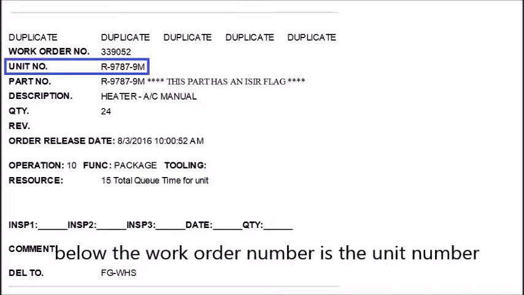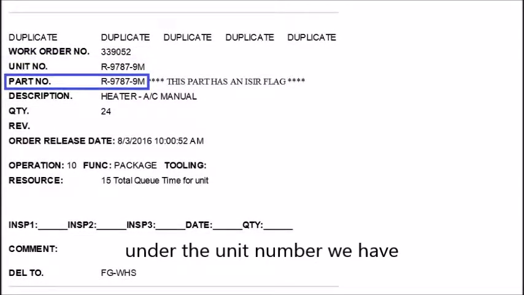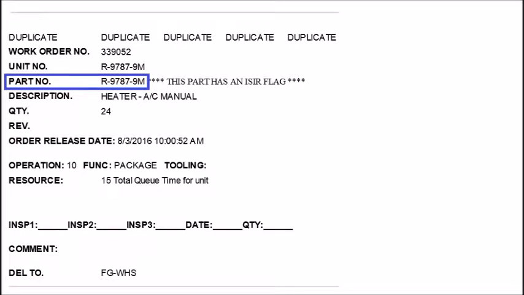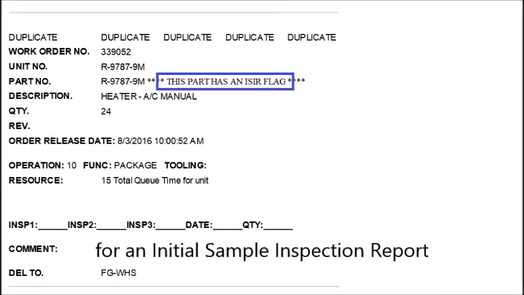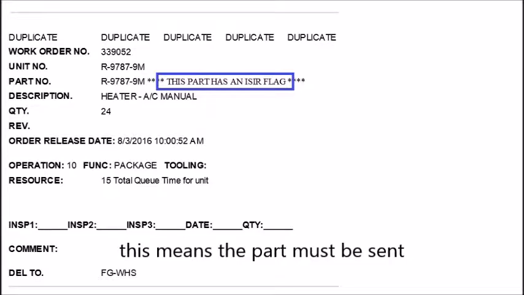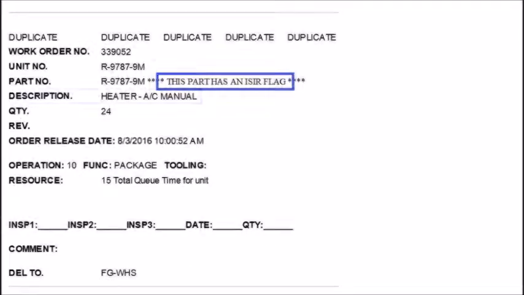Below the work order number is the unit number. This is the finished product you are making the part for. Under the unit number, we have the part number for the part you are making. Sometimes the part may be flagged for an Initial Sample Inspection Report, or ISIR. This means the part must be sent to quality assurance for inspection.